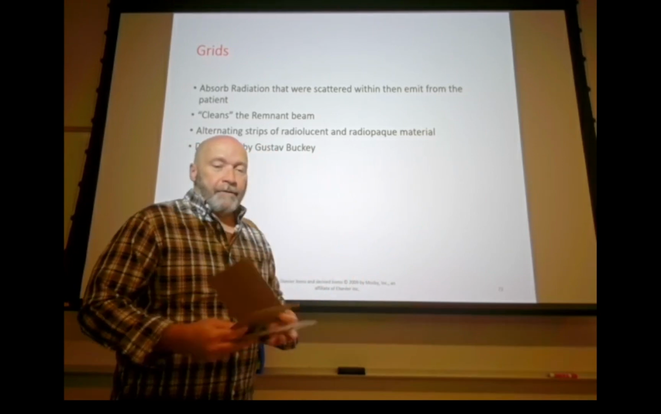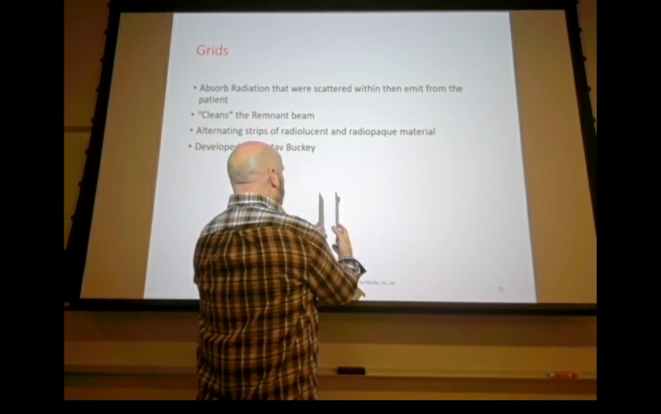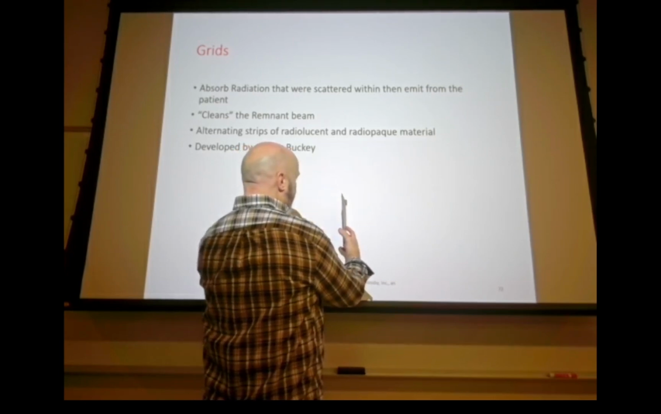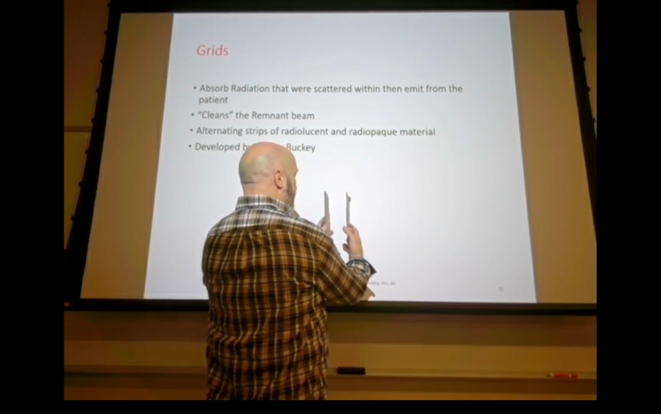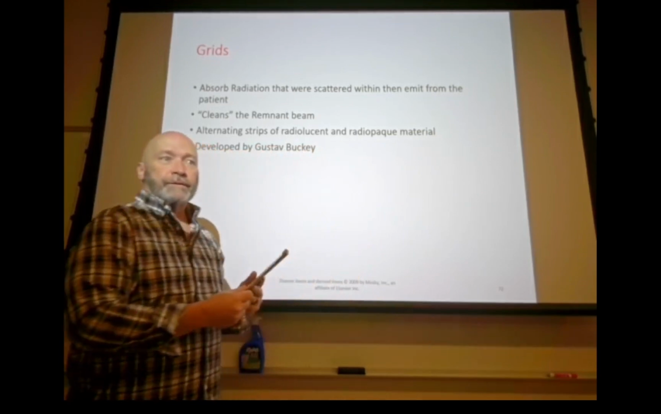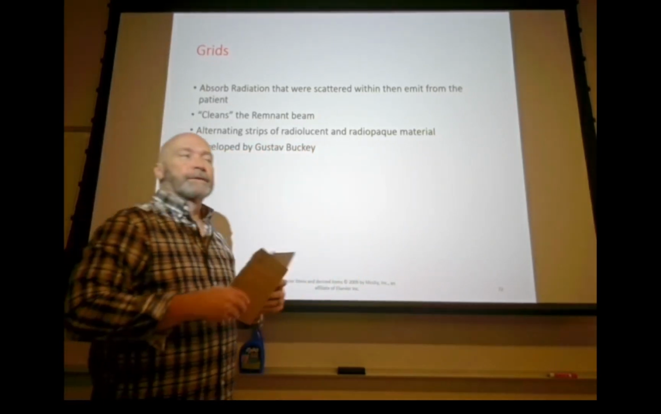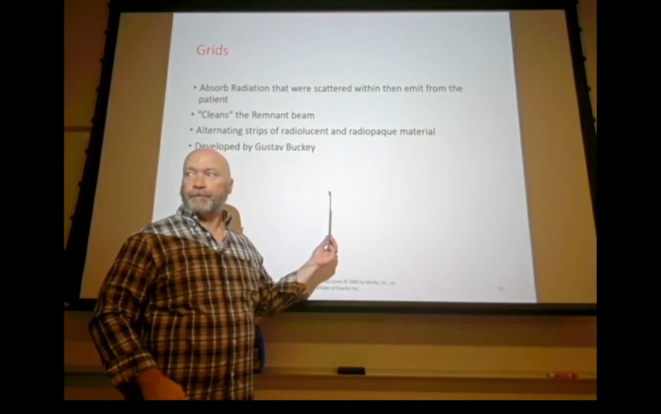So if we have multiple grid strips, then wide angle scatter radiation that exits the patient's body and is going off at a wide angle like that, it's just going to broadside one of these grid strips, and it's going to be absorbed. Now, is a grid strip also going to absorb some of your useful secondary radiation? Mm-hmm. The answer is yeah, it will.